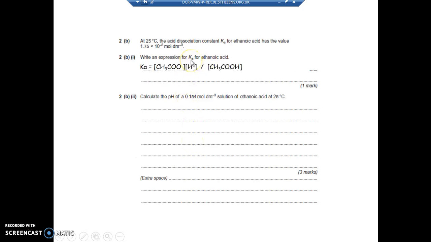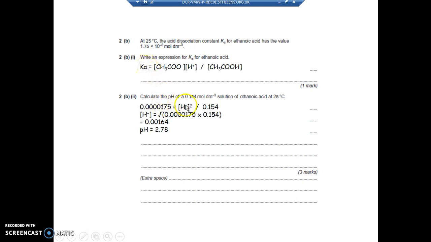Ethanoic acid, Ka, we've done that once already. Calculate the pH of a 0.154 solution of ethanoic acid. Same kind of thing. We've got the acid dissociation constant, 1.74 times 10 to the minus 5. I've simplified these two things to make it H plus squared, because 1 mole of ethanoate ions is made at the same time as 1 mole of H plus ions when 1 mole of ethanoic acid dissociates. So I've simplified that into H plus squared divided by the concentration 0.154 of the ethanoic acid. Multiply these two values together and you get H plus squared.